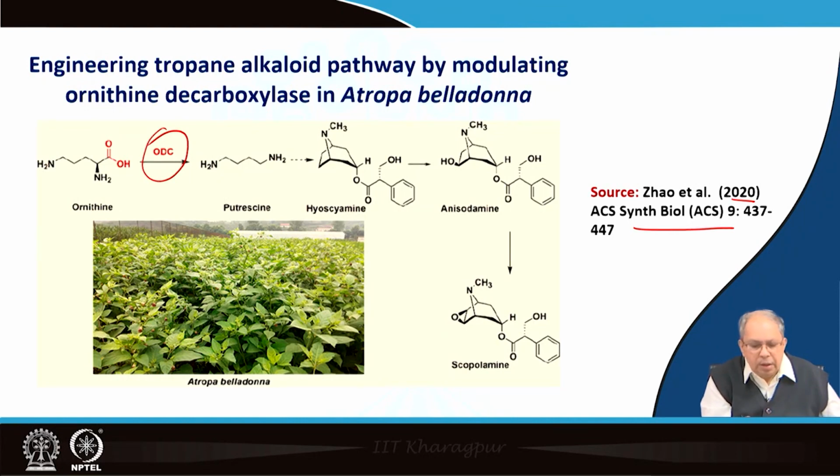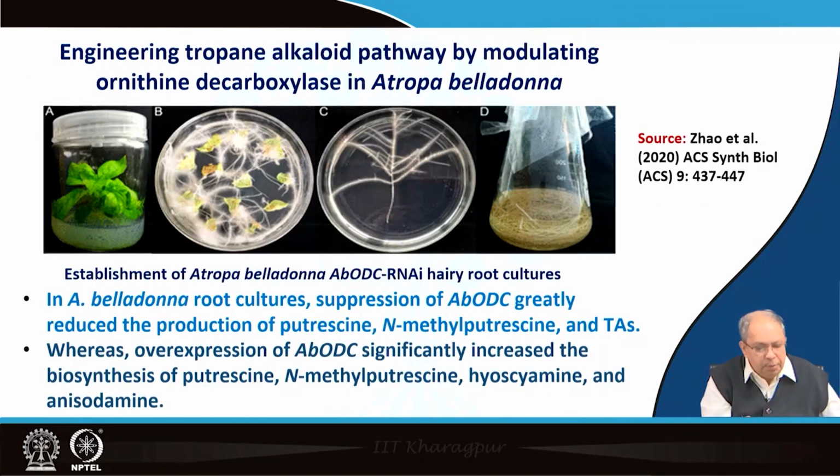So, let us see their approach. What they have done is establish Atropa belladonna root lines. One is that they have suppressed the ODC by the RNAi approach, so that the ODC gene will not function, and as a result, in the root cultures the suppression greatly reduced the production of putrescine, N-methyl putrescine and tropane alkaloids.